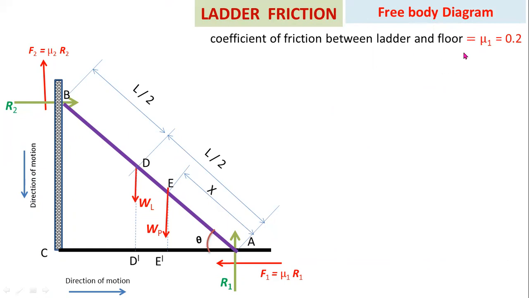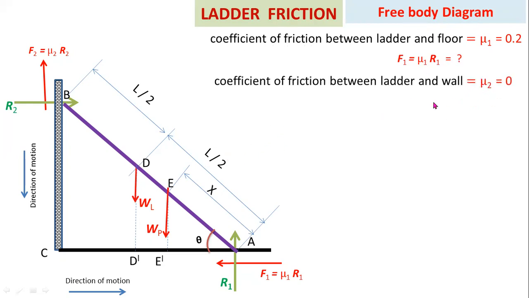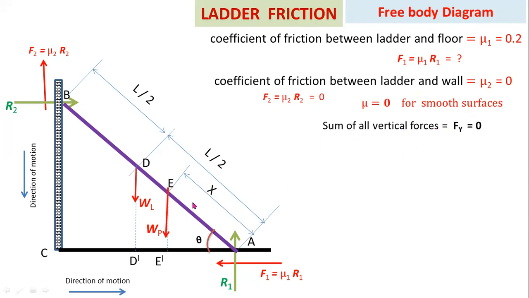From given data, coefficient of friction mu1 equal to 0.2, that is coefficient of friction between the floor and ladder, is given, and from that value F1 equal to mu1 R1 you have to determine that value. After that mu2 equal to 0 at the smooth surface of the vertical wall. Because this vertical wall is smooth, there is no coefficient of friction, and also frictional force F2 is 0.